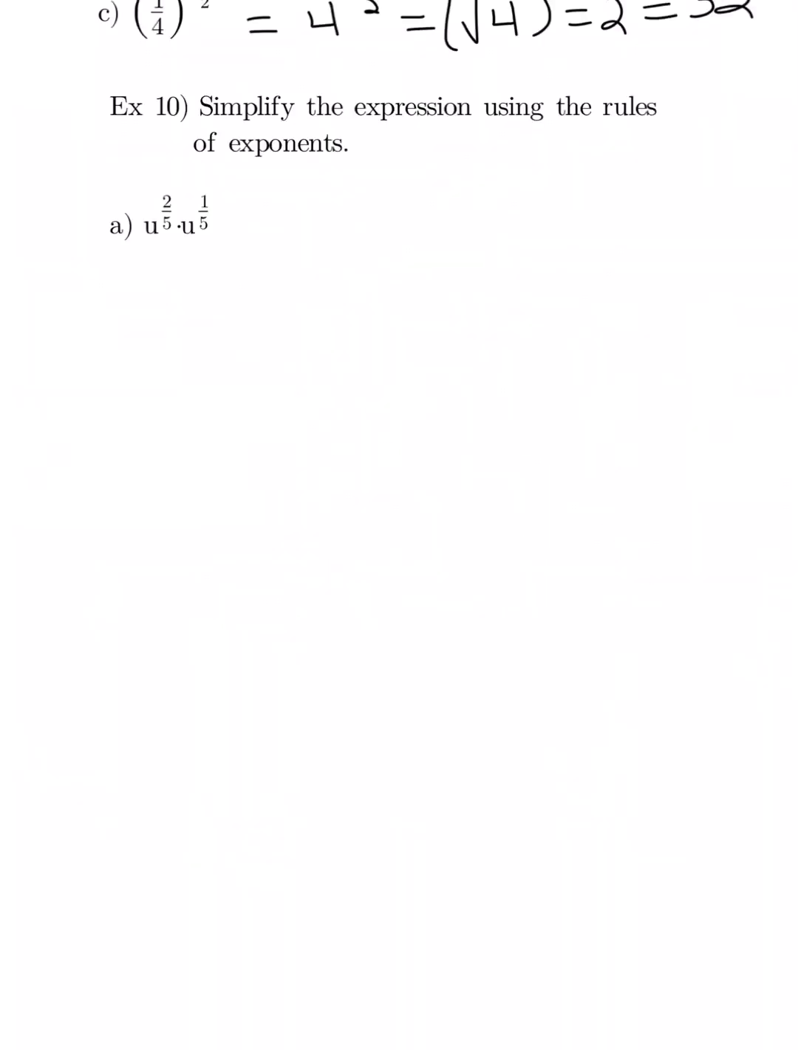We're going to start simplifying by using the rules of exponents. In our first problem, we have the multiplication of u to the 2/5 times u to the 1/5. When you are multiplying bases, you add the exponents. These exponents have common denominators, so this simply becomes u to the 2/5 plus 1/5, which becomes u to the 3/5.